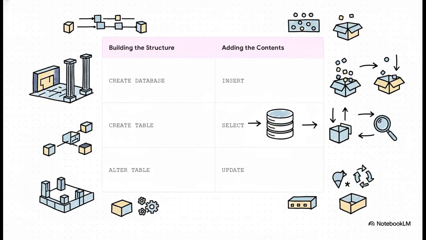You can think of SQL as having 2 main jobs. Over here on the left, you've got commands like create database and create table. These are your architectural commands, the ones you use to build the structure itself. And then on the right, you've got commands like insert, select, and update. These are for putting stuff inside that structure and managing it all day to day.